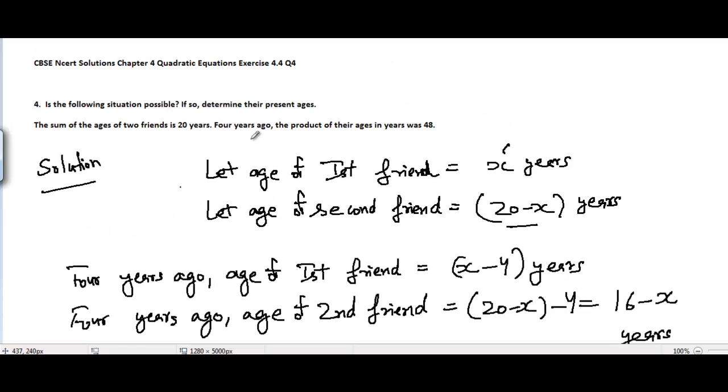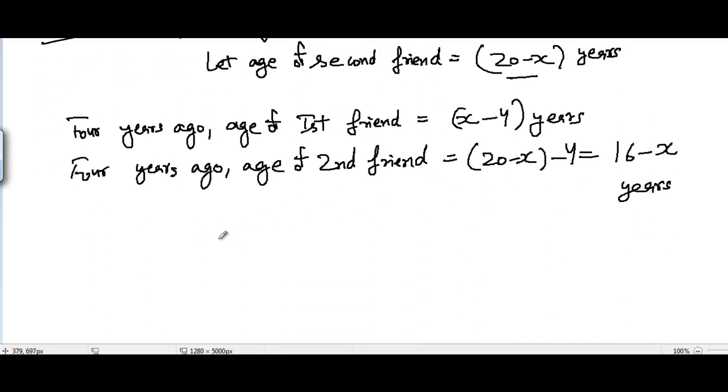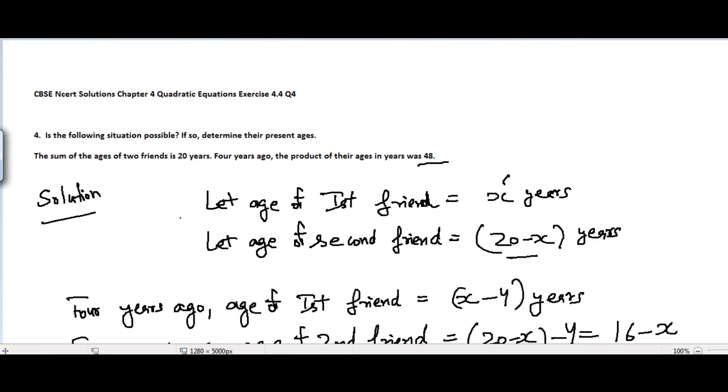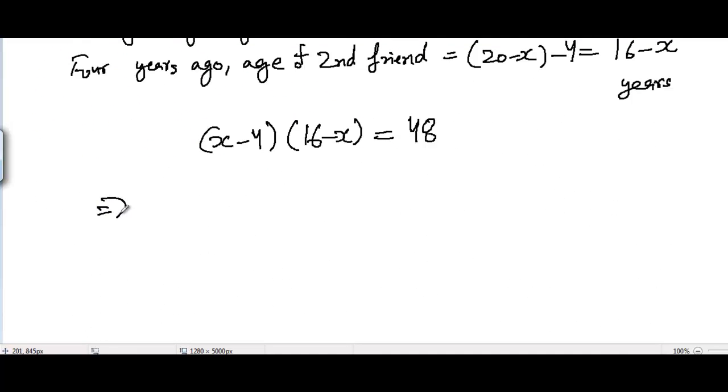Now it is given to us that 4 years ago the product of their ages in years was 48. So we can write (x minus 4) times (16 minus x) equal to 48, because it's given to us 4 years ago the product of their ages was 48. Now let's multiply both of these. x times 16 is 16x, and minus 4 times 16 is minus 64, and x times minus x is minus x squared, and minus 4 times minus x is plus 4x, and it's equal to 48.